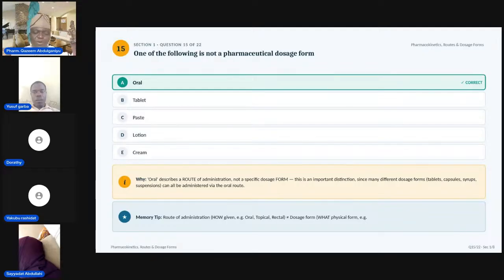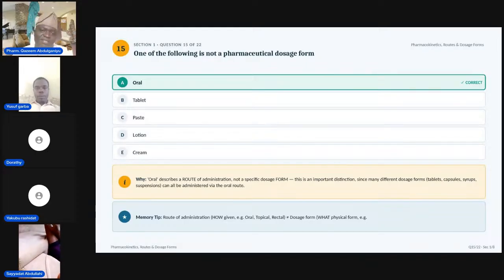Dosage form is the form in which your drug comes. So your drug can come as a tablet, it can come as a paste, it can come as a cream, it can come as a lotion, it can come as a drop. Do you understand? It can come as injectable, but not oral. Oral is a route of administration. So if I'm the one to set this question, I could say one of the following is a route of administration and give you still these options.